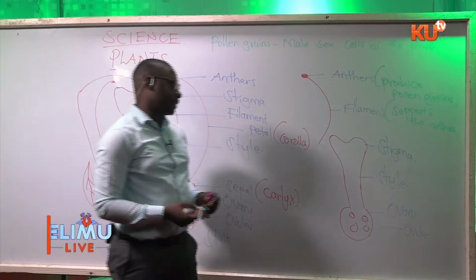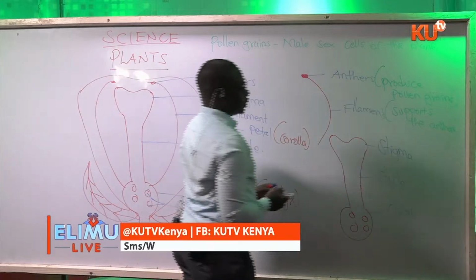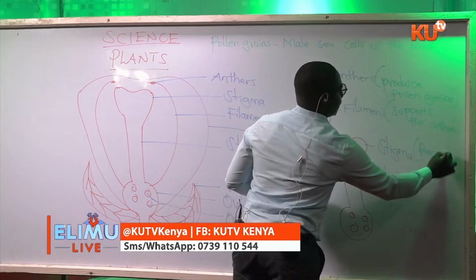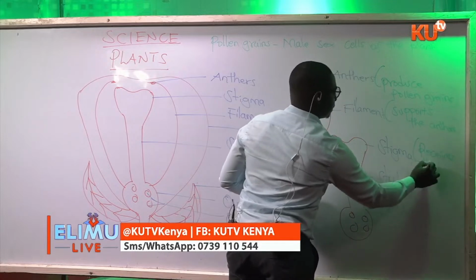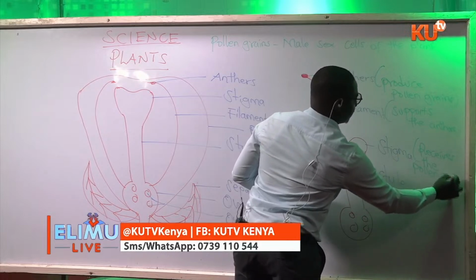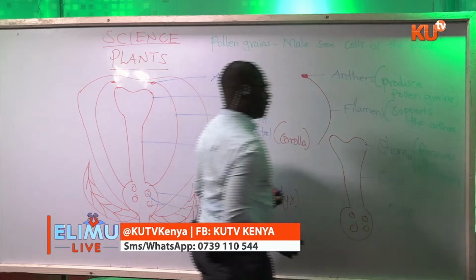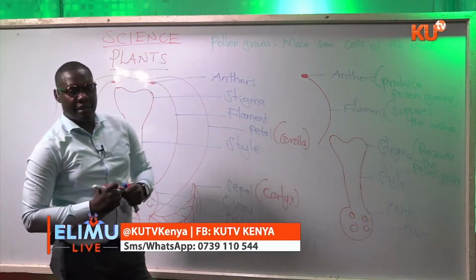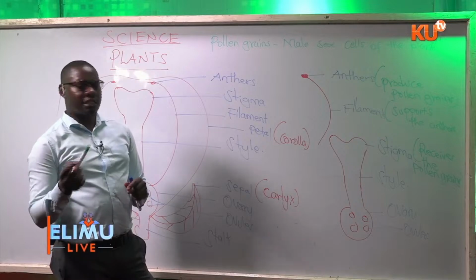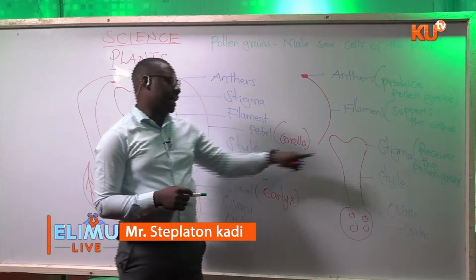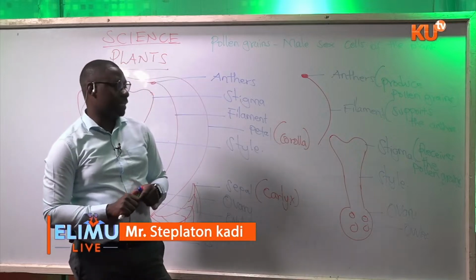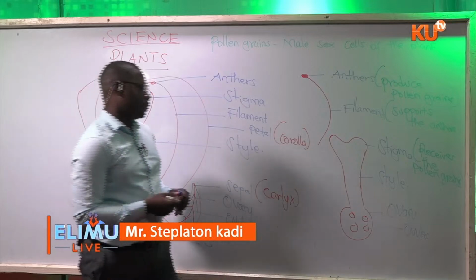So we look at the female parts. We have the stigma. So the stigma receives the pollen grains. And we have already said that the pollen grains are produced by the anthers. So once they are produced, they are received by the stigma. So the function of the stigma is to receive the pollen grains.